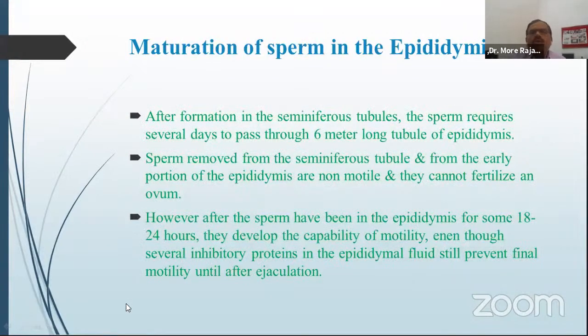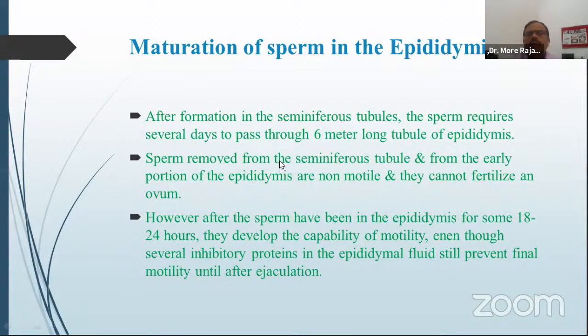Now, the maturation of the sperm in the epididymis. Sperms mature, they become motile, and they gain the ability to fertilize the ovum. That ability is given by the epididymis. After formation of the sperm in the seminiferous tubule, the sperm requires several days to pass through the 6 meter long tubule of the epididymis.